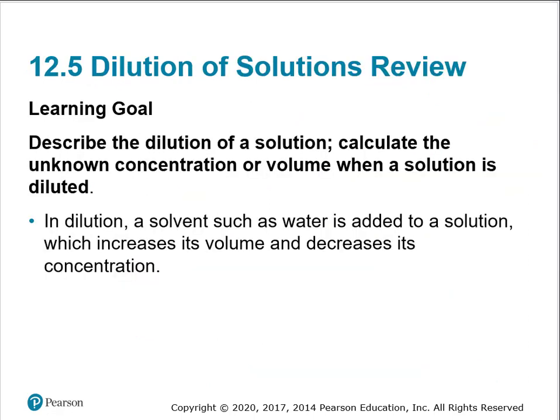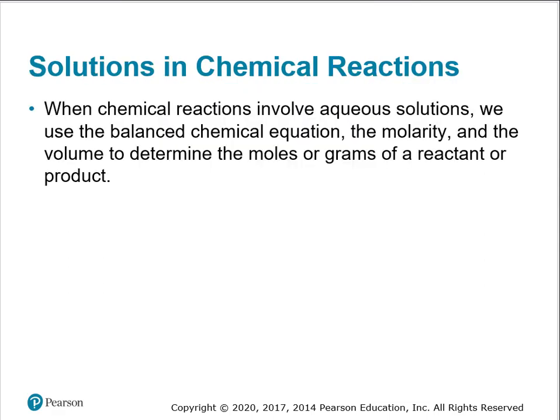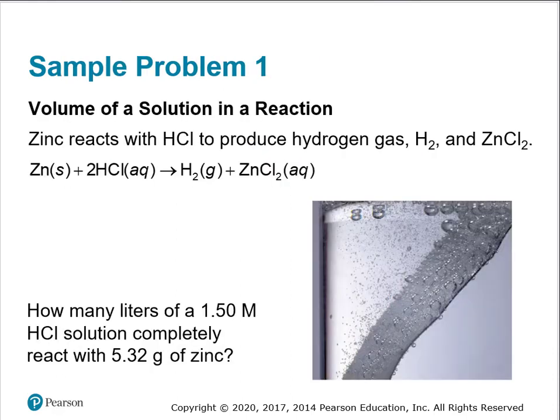Take a minute to look over the learning goal for this section. Section 6 is about chemical reactions in solution. The learning goal is that given the volume and concentration of a solution in a chemical reaction, you can calculate the amount of a reactant or product in the reaction. When chemical reactions involve aqueous solutions, we use the balanced chemical equation, the molarity, and the volume to determine the moles or the grams of a reactant or product.